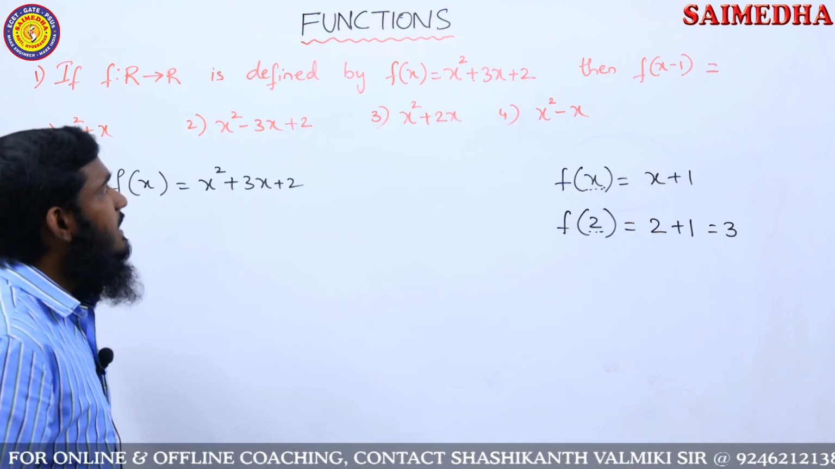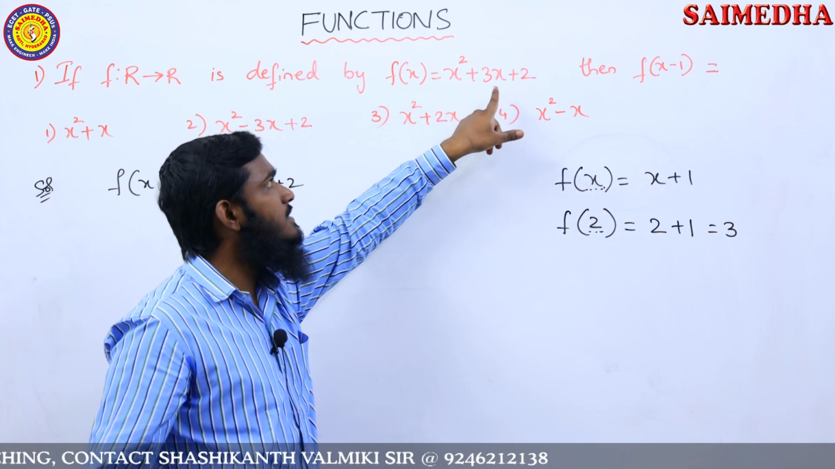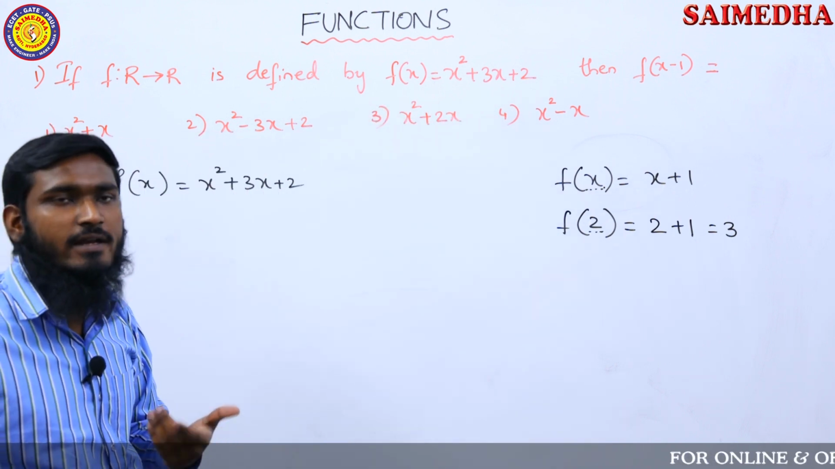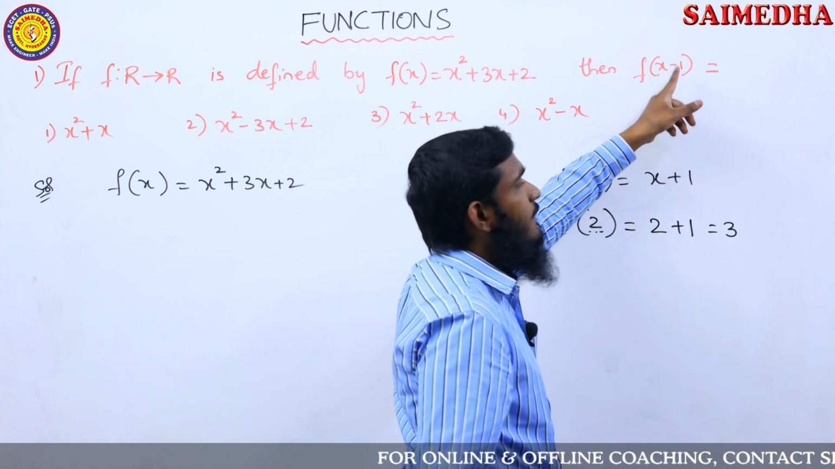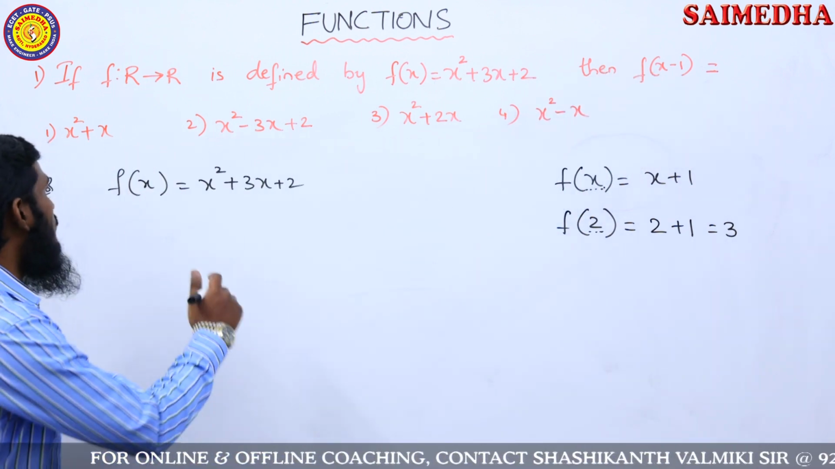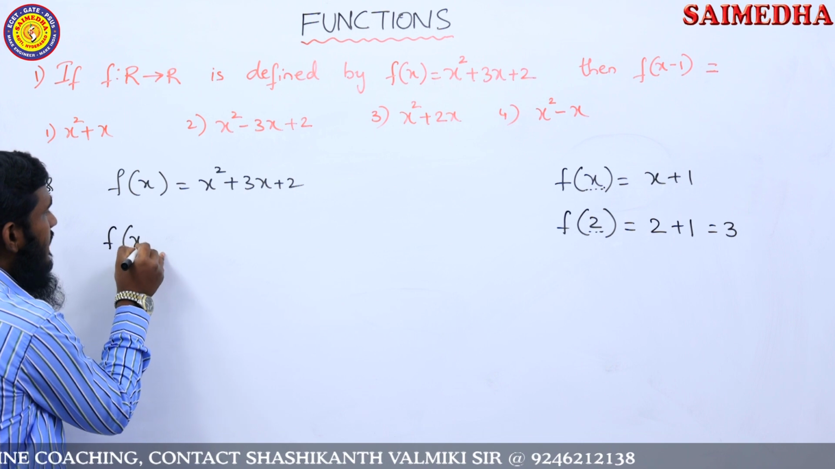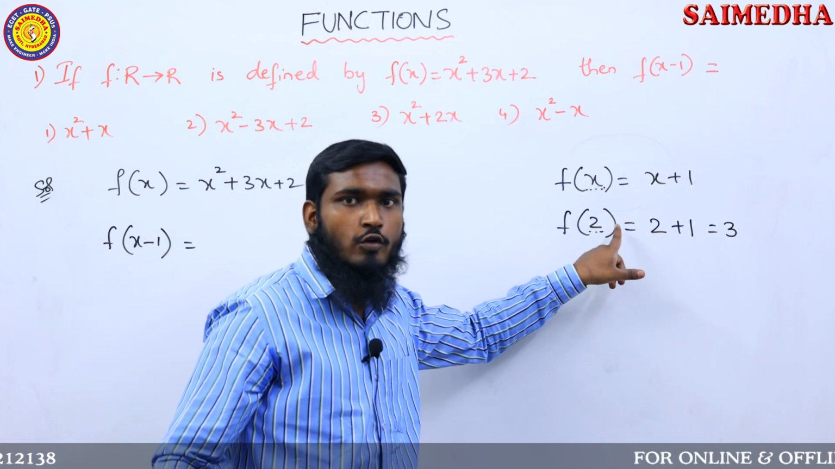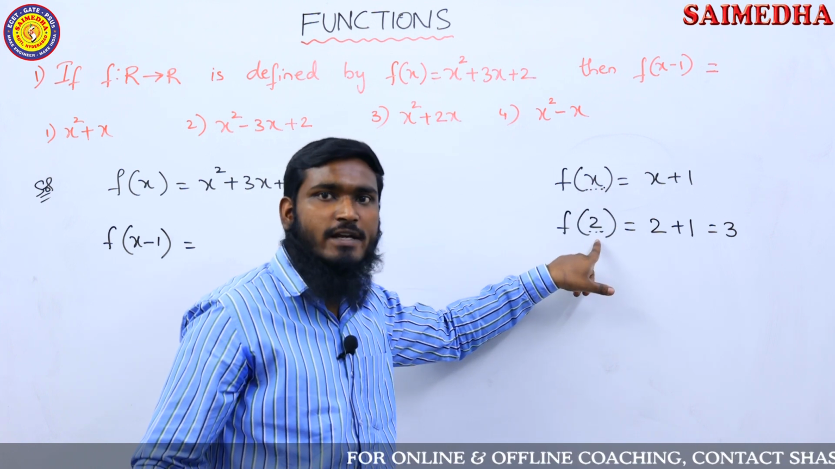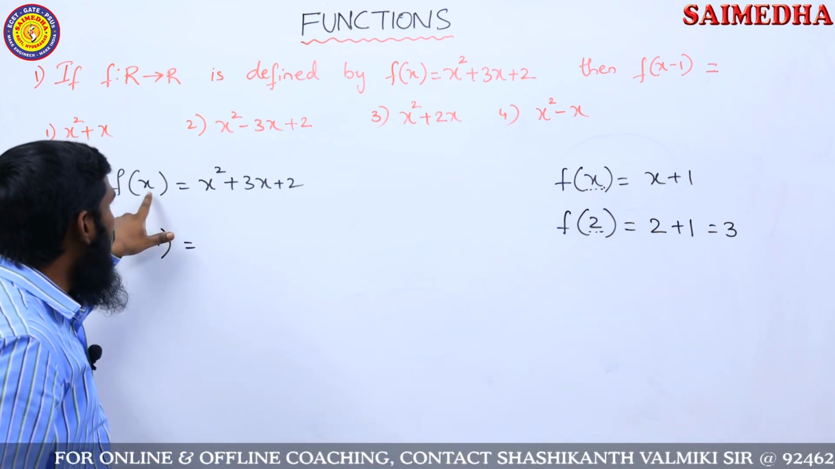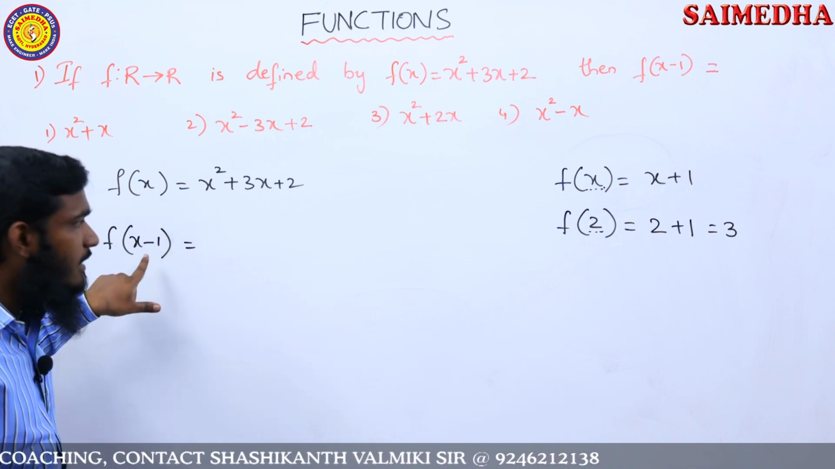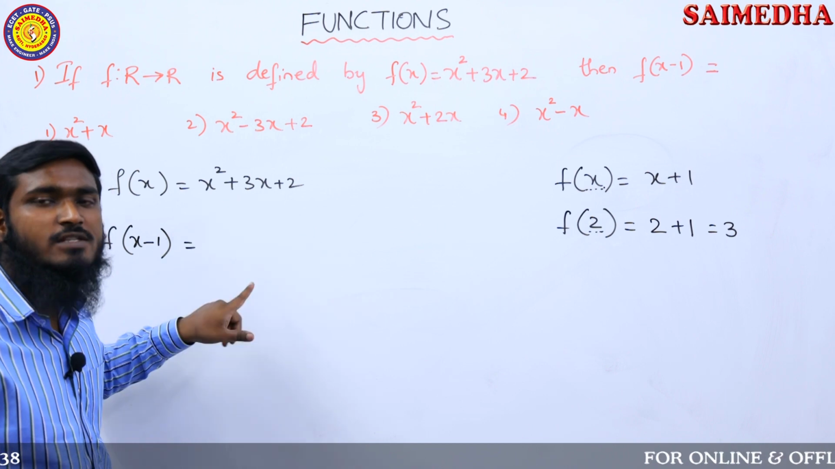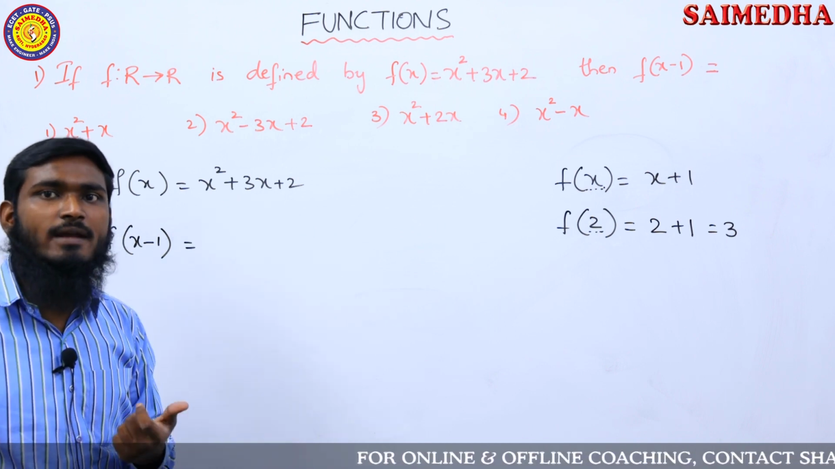Understood? Similarly, f of x equals x square plus 3x plus 2, the same function we have written over here. Now which value do we have to find? We have to find the value of f of x minus 1. So let us substitute. If you have taken f of 2, in the place of x we write 2. Then in this part also, in the place of x, we have to write x minus 1.